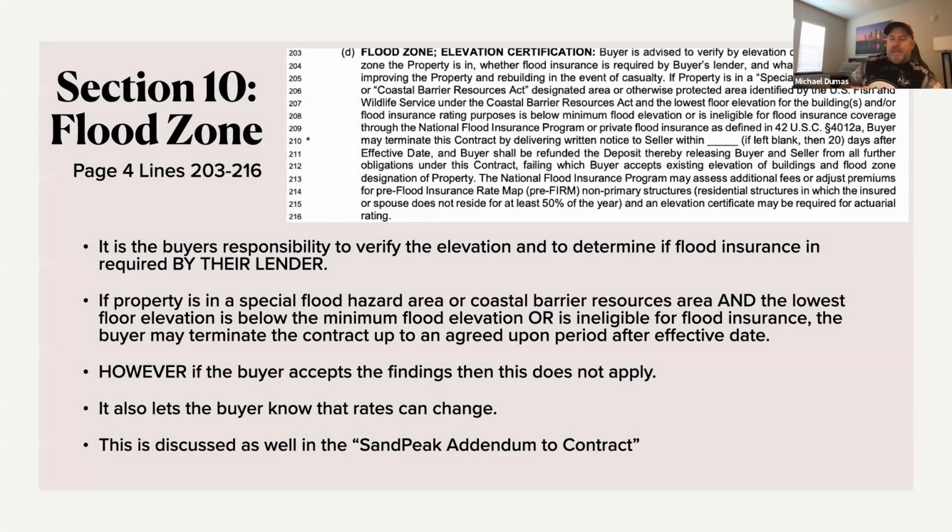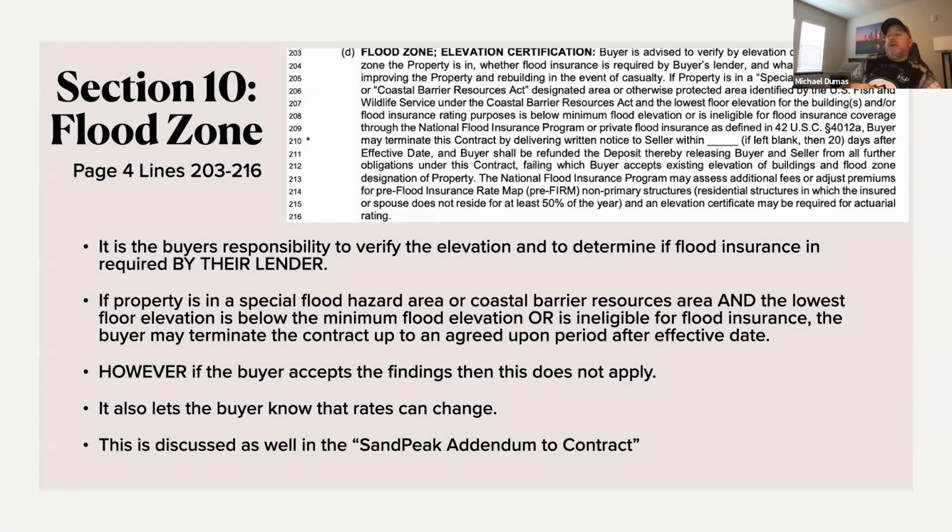Most people leave this blank at 20 days. My suggestion is to leave this, get it up to 5 days prior to closing. That gives you some time to negotiate that. So don't just leave it blank. Put it 5 days before closing. That way you have time to get your buyer out of this if they need to. And they have to do it in writing, of course.